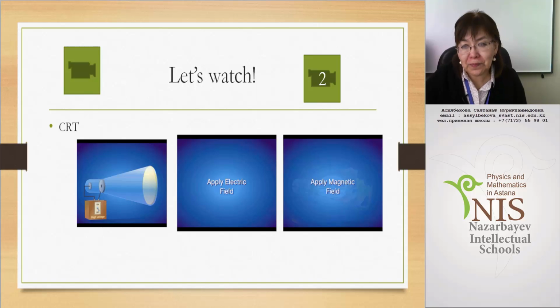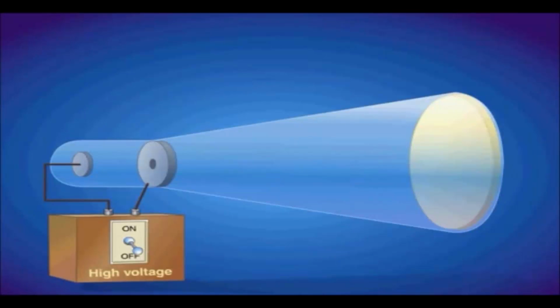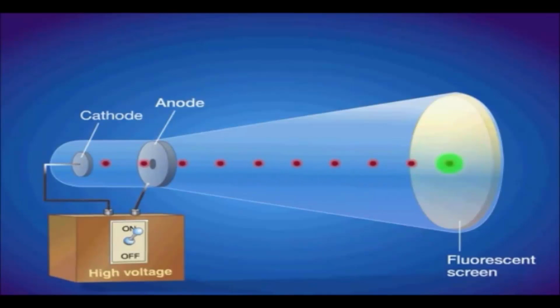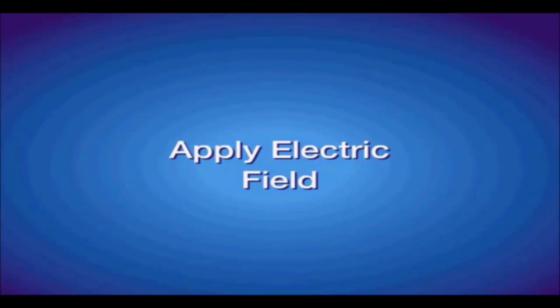Let's watch. A cathode ray tube is the forerunner of the television tube. It is a glass tube from which most of the air has been evacuated. When the two metal plates are connected to a high voltage source, the negatively charged plate, called the cathode, emits an invisible ray. The cathode ray is drawn to the positively charged plate, called the anode, where it passes through a hole and continues traveling to the other end of the tube. When the ray strikes this specially coated surface, the cathode ray produces a strong fluorescence or bright light.